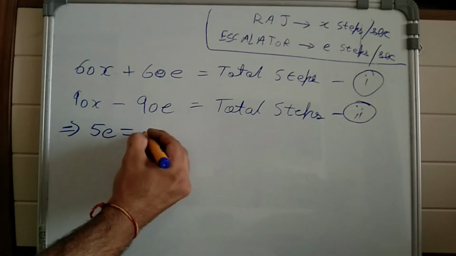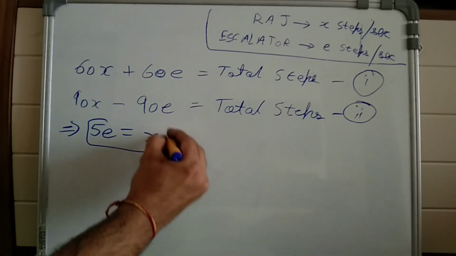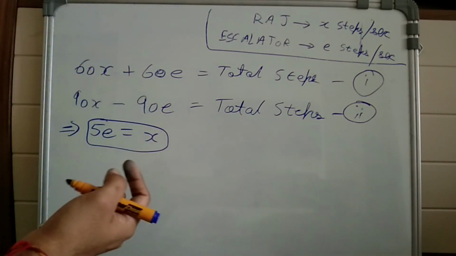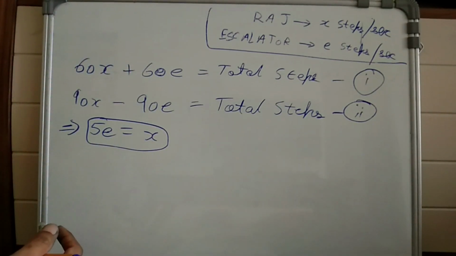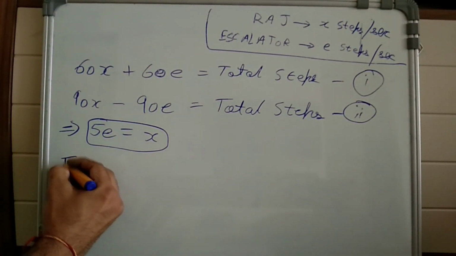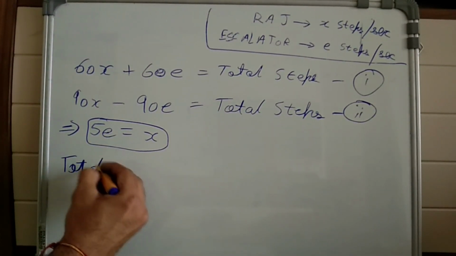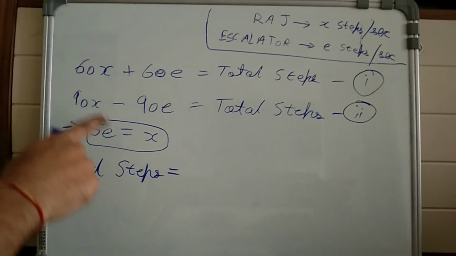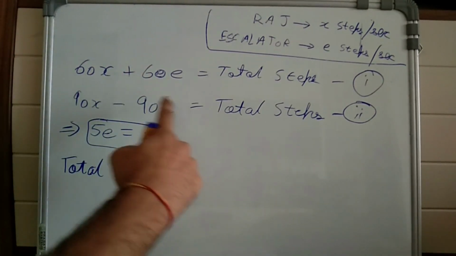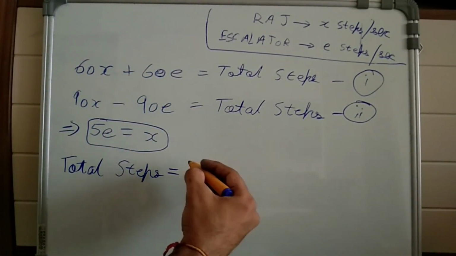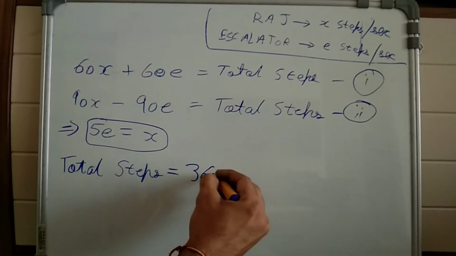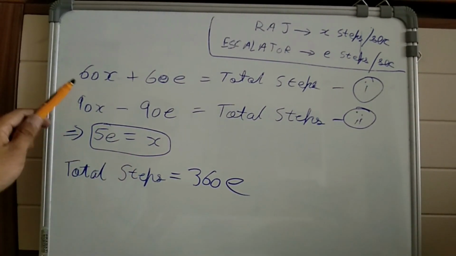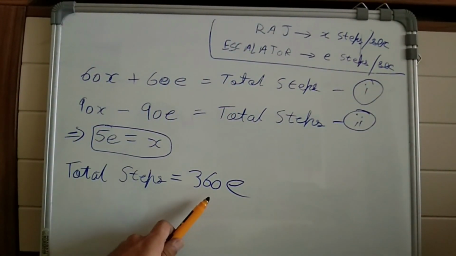5e is equal to x. Put this x value, 5e is equal to x, in the first equation. What I will get is the total steps will be 60 into 5e plus 60e, that is 360e. What I have done is I have just put the value of x in the first equation. So the total steps is equal to 360e.